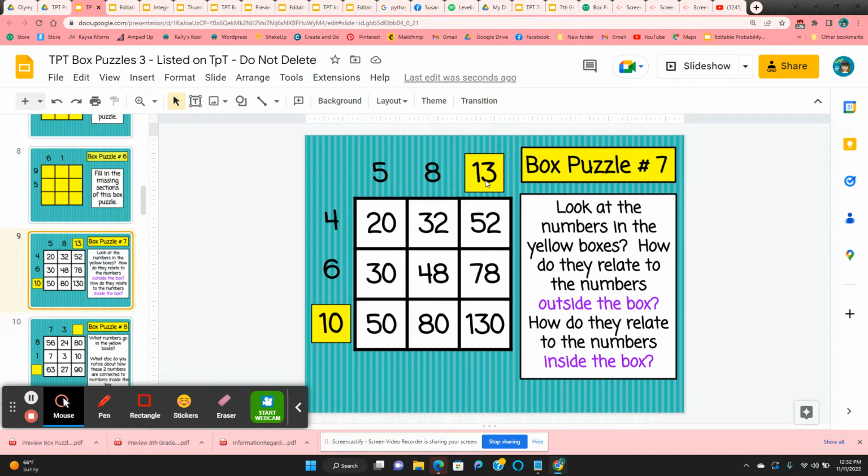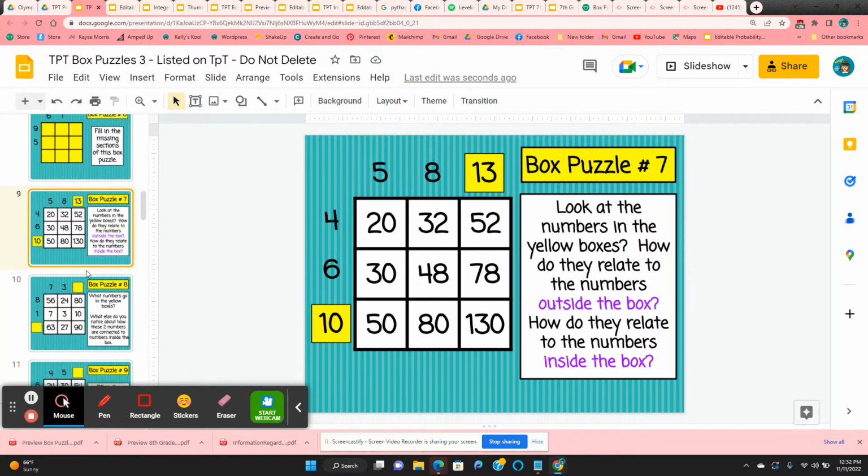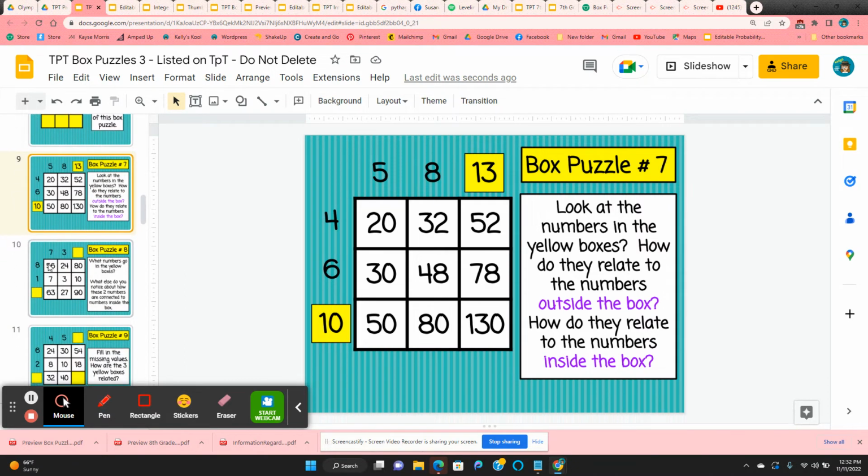And here, if they add 5 plus 8, they also get 13. 4 times 13 would give them 52. So they can just play with those numbers and see if they can figure out what the numbers do and how they affect the numbers inside the box.